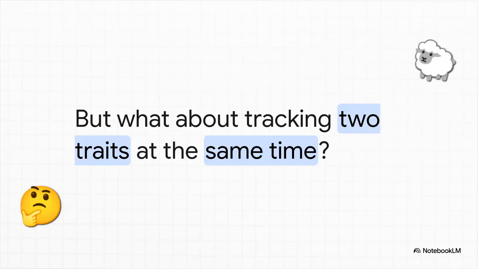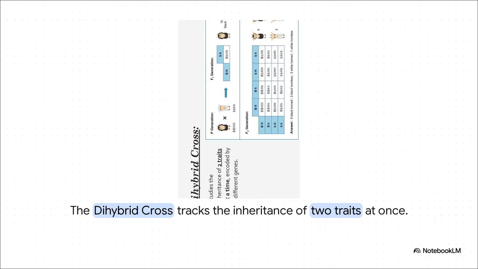Okay, so that's tracking one trait. Pretty cool. But let's be real. Life is way more complicated than just one trait, right? What happens when you want to track 2 things at once? Like, say, a sheep's coat color and whether or not it has horns. For that, we need a bigger tool: the dihybrid cross. Now, I know what you're thinking. It looks huge and kind of scary, 16 boxes instead of just 4, but don't sweat it. The rules are exactly the same. We're just juggling a few more combinations.